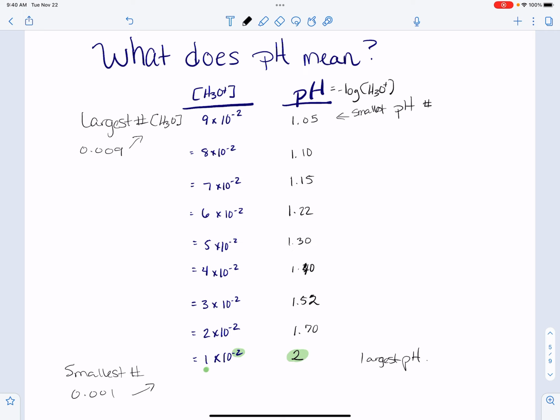Also note that the smaller your pH, and since we're talking about H3O plus, the more acidic it is. And the largest pH is going to be less acidic. Now, both of these numbers are actually still quite acidic, but the smaller the pH, the more acidic. So here's the thing that you want to notice: if you have an exponent of 2, your number is going to fall between 1 and 2. It's going to fall between n minus 1 and n. So that's another thing to note about the pH.